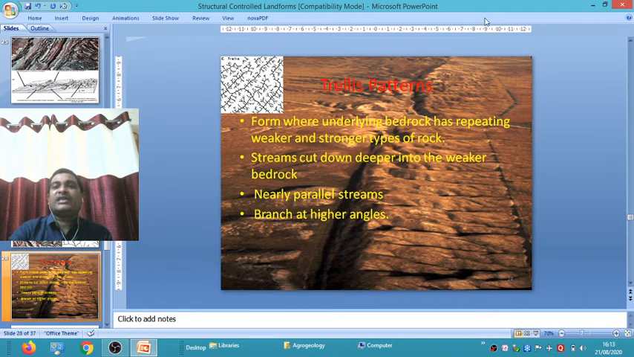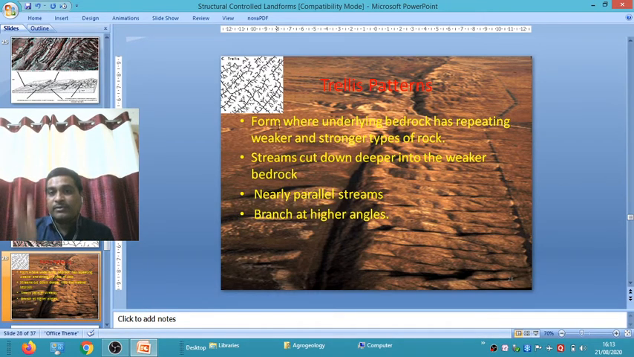This is the trellis drainage pattern. Trellis means the presence of jointed rocks or rectangle-like structure. Trellis forms where the underlying bedrock has repeating weaker and stronger types. One layer is weaker and one layer is strong. Then this type of drainage pattern is formed.